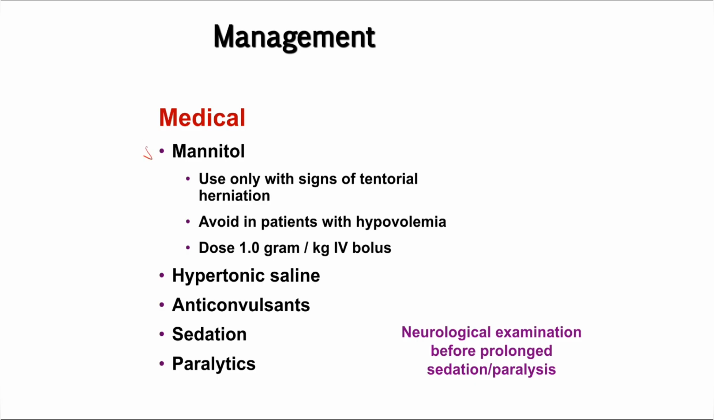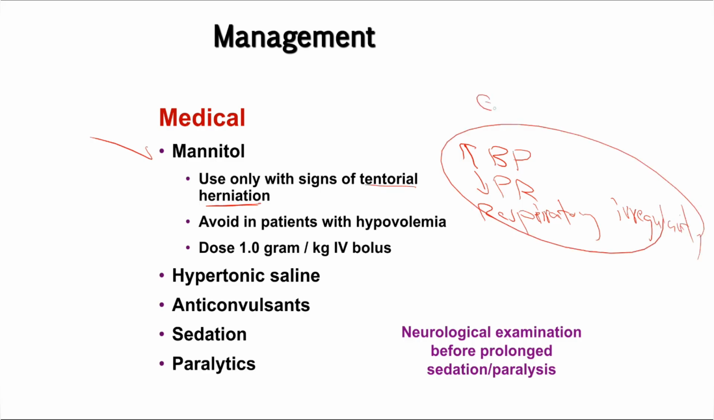Head elevation, mannitol, use only when signs of tentorial herniation. It means when there is increased intracranial pressure, one pupil is dilated and the patient's level of consciousness decreases. And the patient is repeatedly vomiting, having high blood pressure, low pulse rate, shallow respiratory irregularity. So these signs are of Cushing triad.